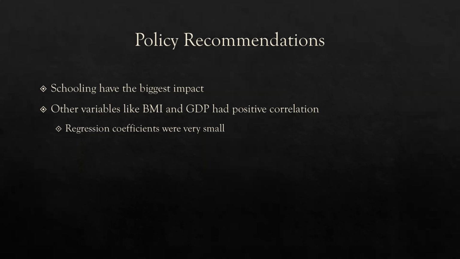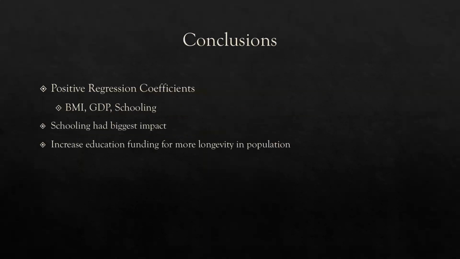So the policy recommendation would be to increase education funding in the country. This would have the biggest and fastest impact on life expectancy. Conclusions: like I said before, there are 3 positive regression coefficients for BMI, GDP, and schooling, but obviously schooling had the biggest impact. So the policy recommendation would be to increase funding for more longevity in the population. The country can do this in many ways, maybe free primary and secondary education or grants for college or something like that could possibly pay off in the long run and increase that country's life expectancy.